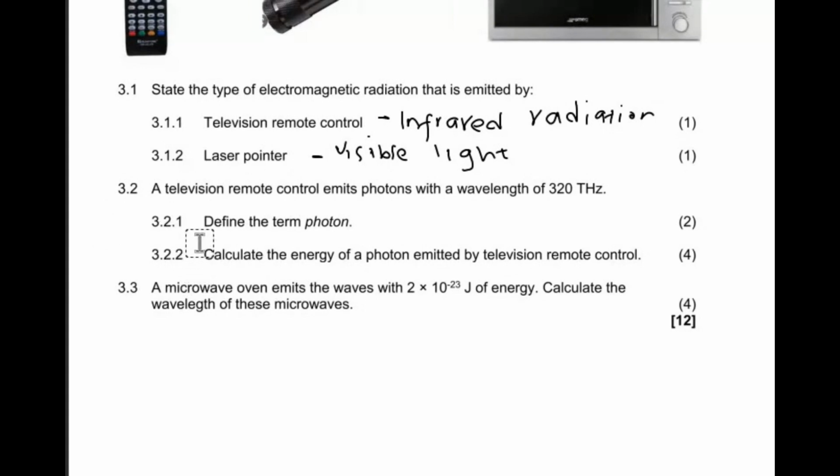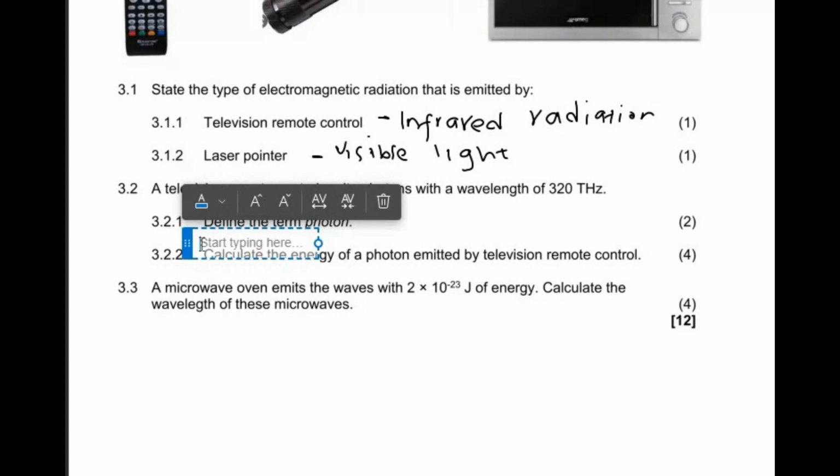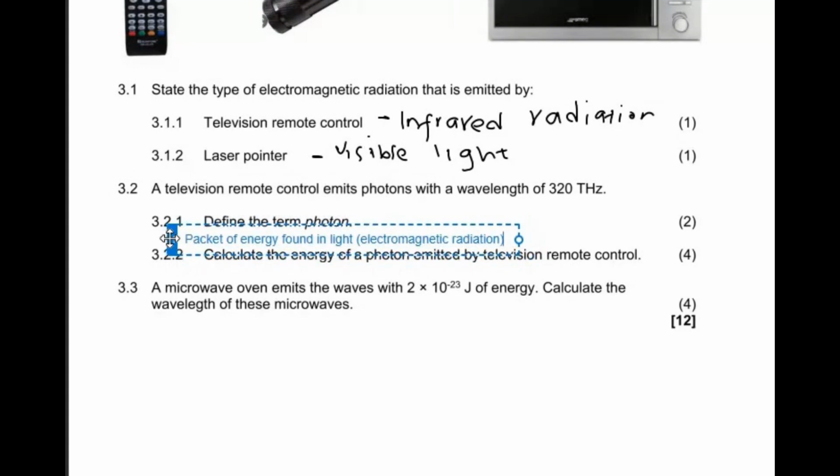The term photon simply refers to a packet of energy found in light or in electromagnetic radiation. Remember, light is a form of electromagnetic radiation. So it's just a packet of energy. That is the simplest definition of a photon. Go memorize those definitions.